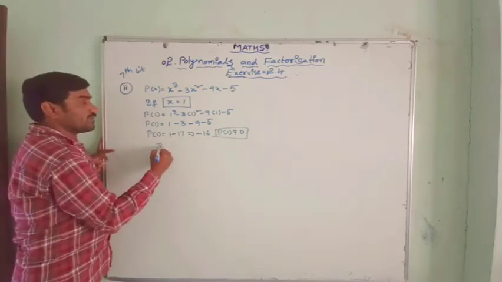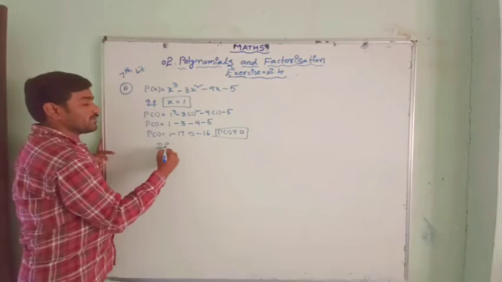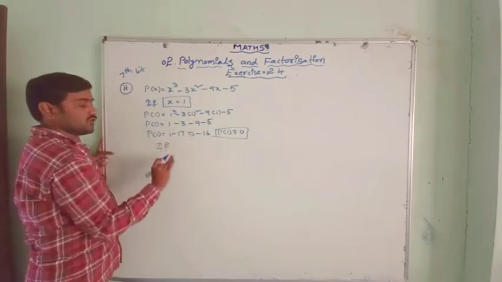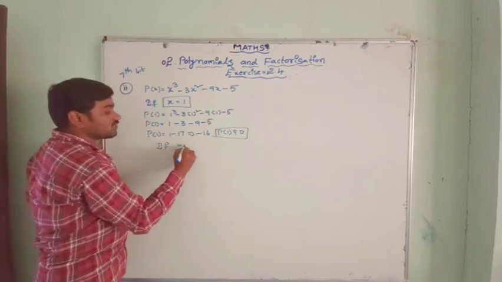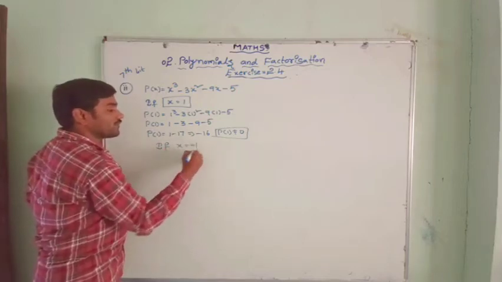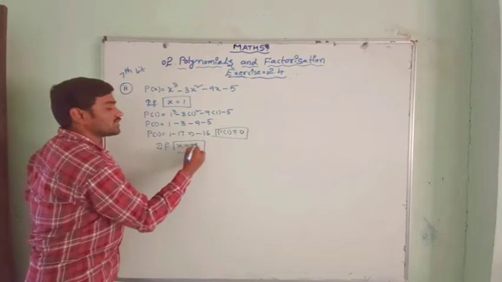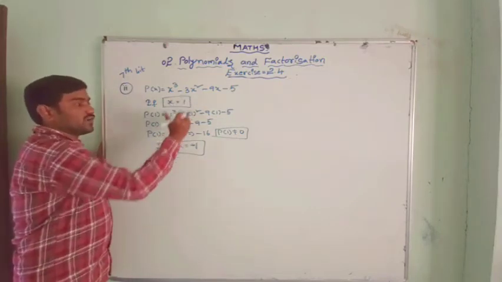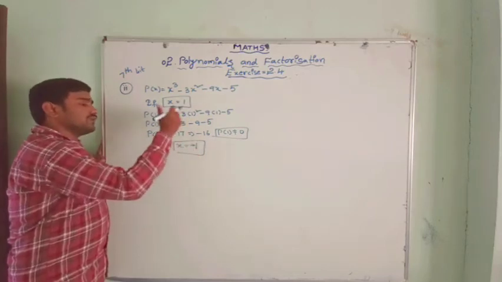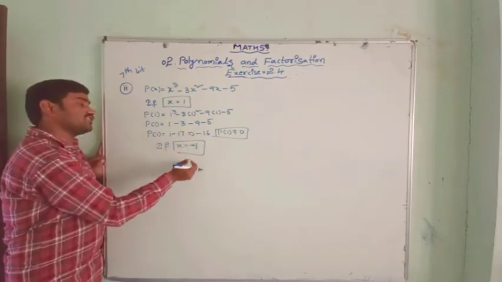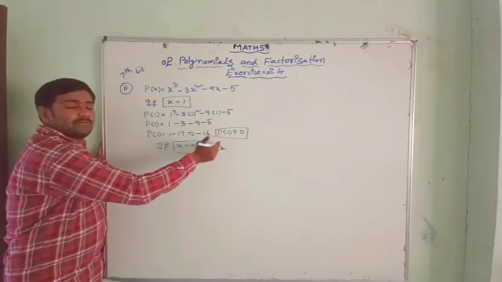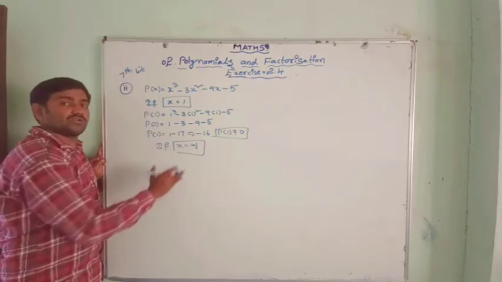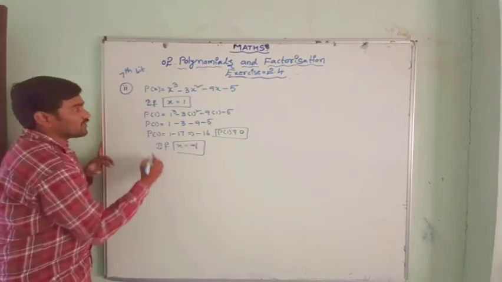Now what do we have to take? If p of 1 is not equal to 0, then we have to take x equal to minus 1. You have to try for one factor at least. If p of 1 is not equal to 0, then take x equal to minus 1. If x equal to minus 1 also is not equal to 0, then you have to go for x equal to 2 and x equal to minus 2, until you get a 0. So let me go for that.